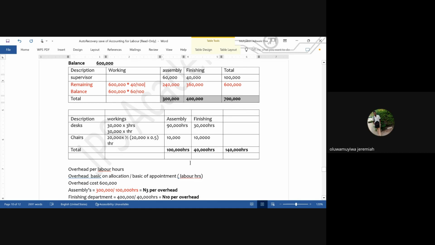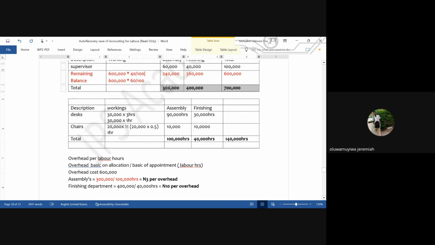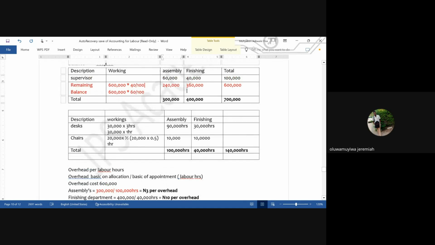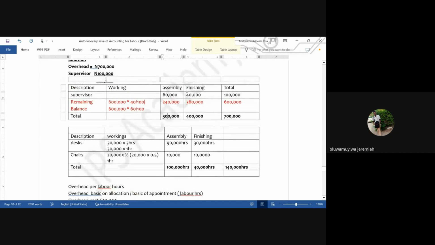Okay. So it means now that the total of each of these departments, based on how we share the overhead. Please just mute your mic, please. Mute it a little bit.